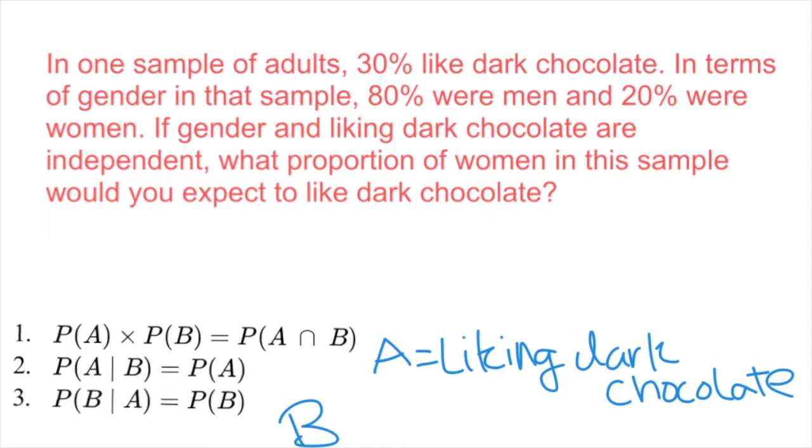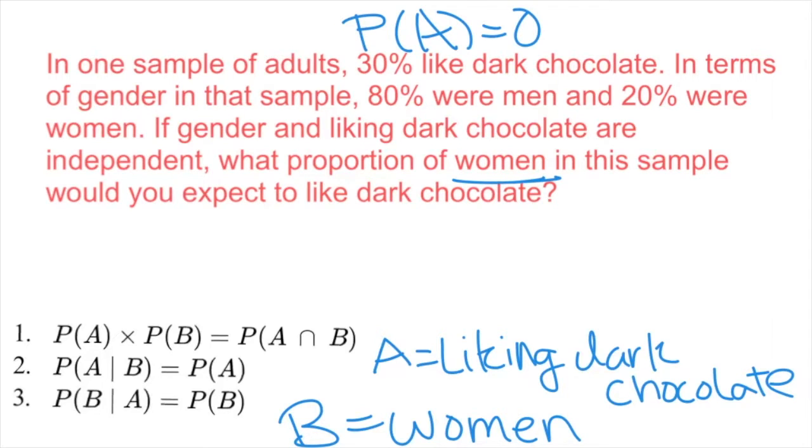Event B, because the question is specifically asking about what proportion of women, we'll call event B women. So what we're given here is that 30% of everyone likes dark chocolate, so the probability of A is 0.30. Probability of B, or the probability of being a woman, is 20%, so P of B equals 0.20.